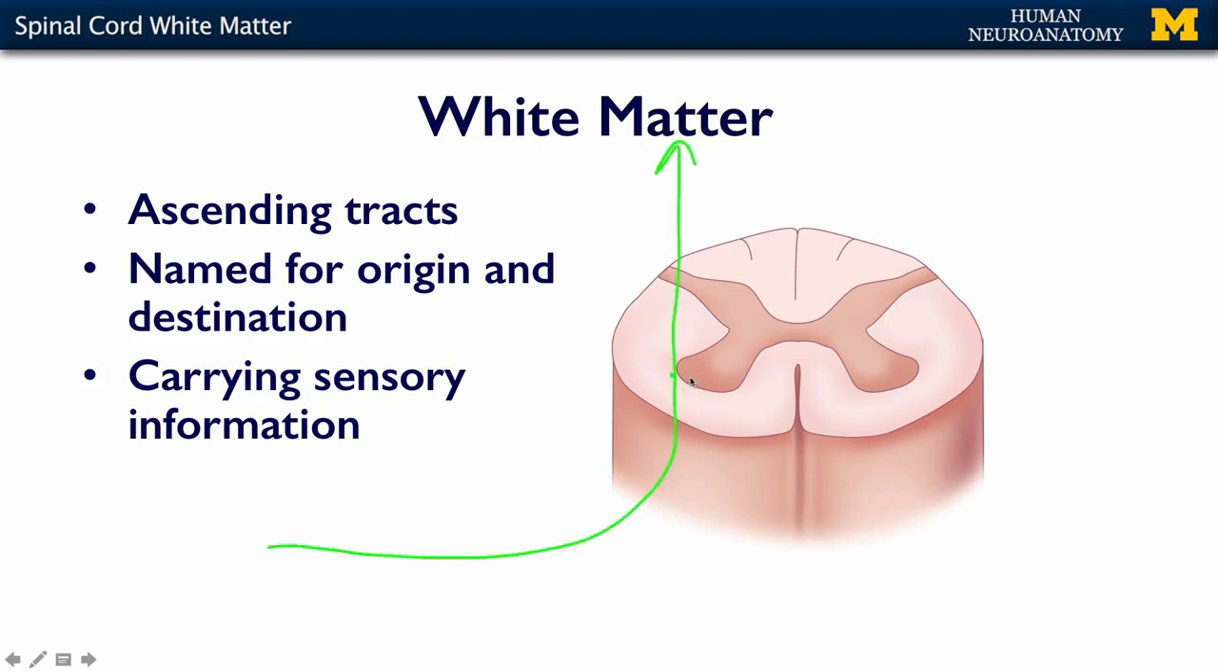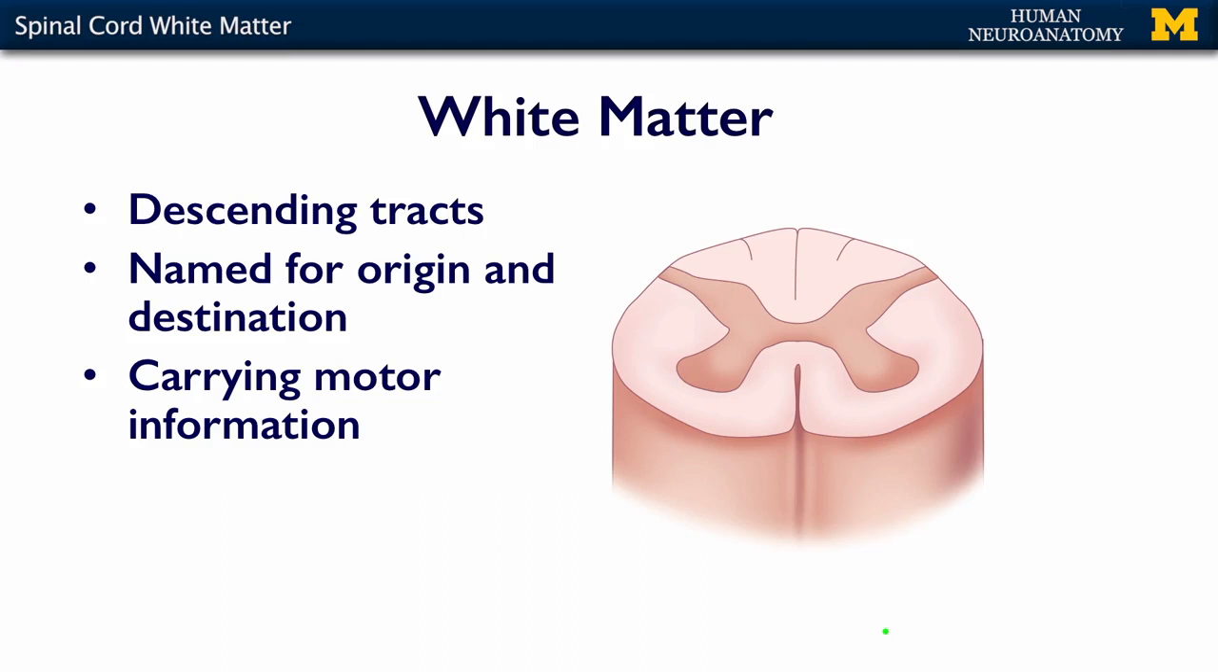Some of these are going to synapse in the cord before they go up, and some of them are just going to go straight through. But they're all named for their origin and their destination, and they're carrying sensory information. Descending tracts, same thing, they're named for their origin and their destination, but they're carrying motor information. And they're going to come down from the brain.